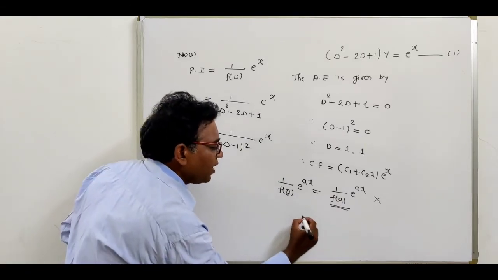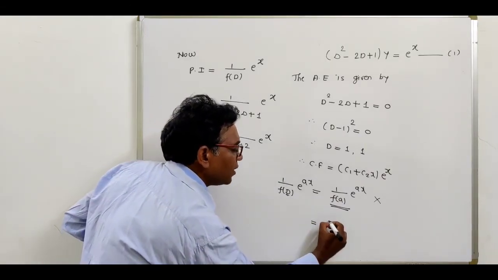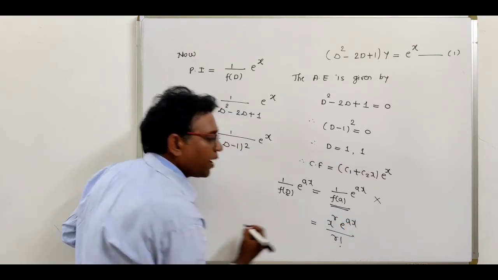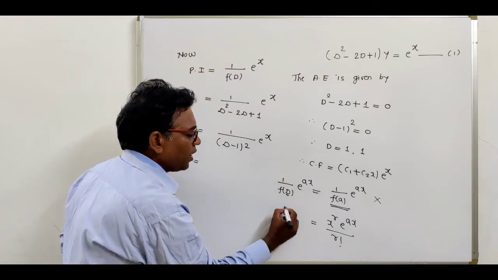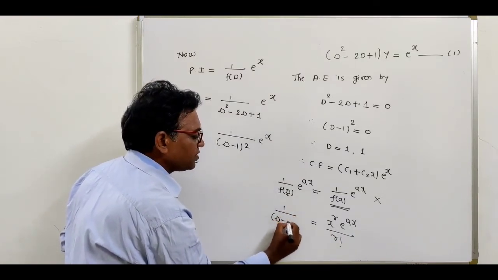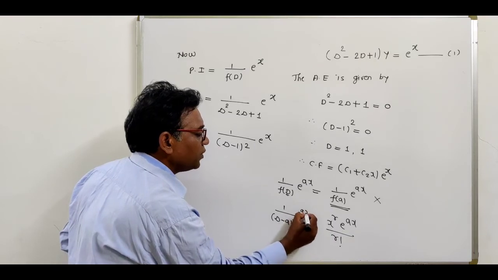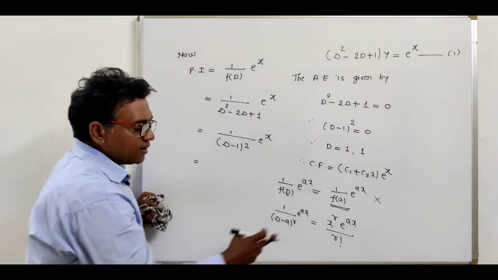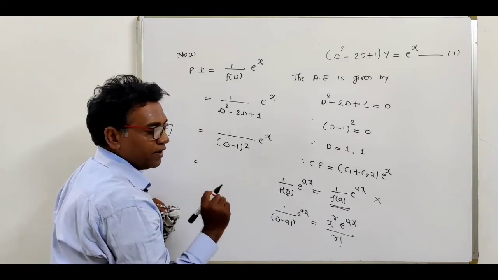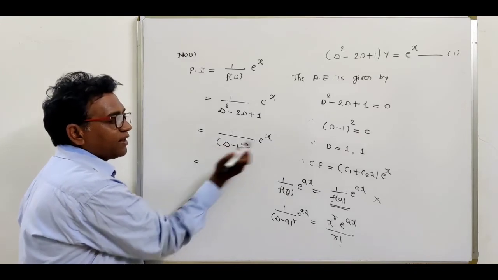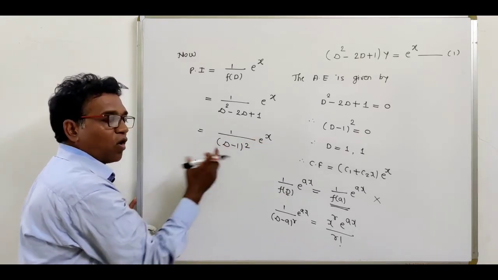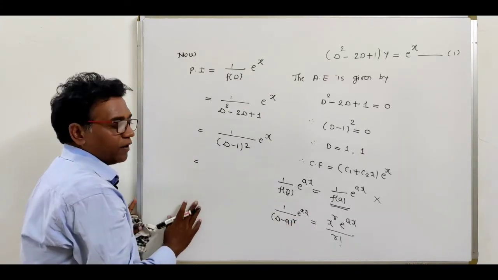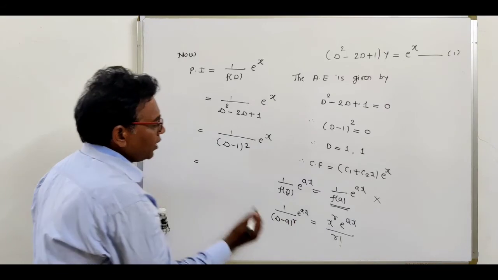So what is the second formula? This is given by the formula x raised to r into e raised to ax divided by r factorial. This is the same formula, 1 upon f(D), where f(D) means (D minus a) raised to r, into e raised to ax. This first formula is for the non-zero denominator, and this second formula is valid for the 0 denominator. If we replace D by 1, then we find that this denominator is a 0 denominator. That means we have to use this second formula.